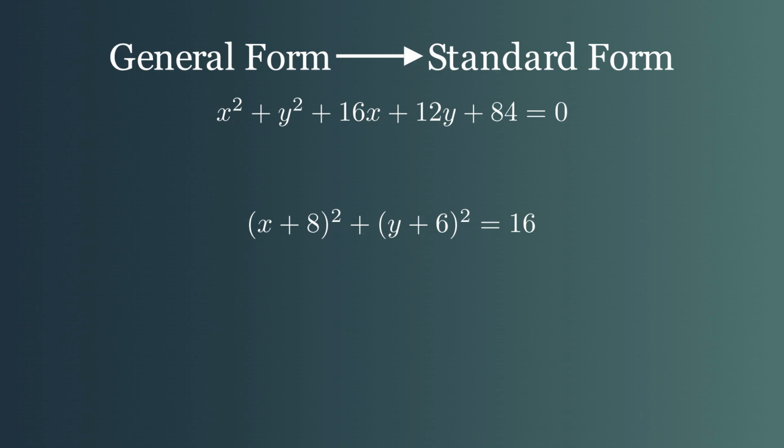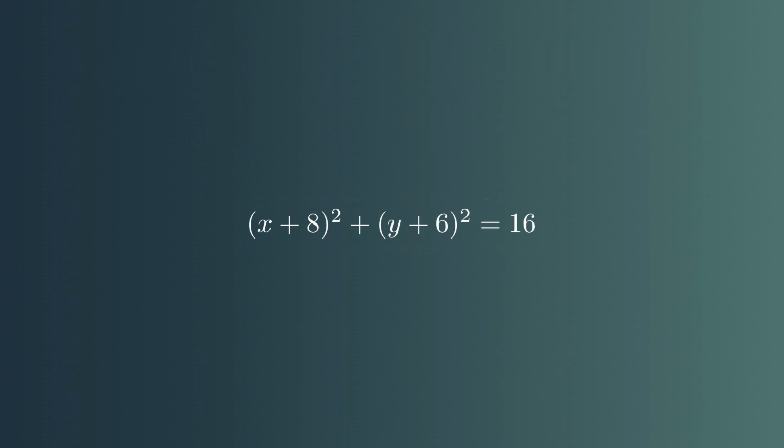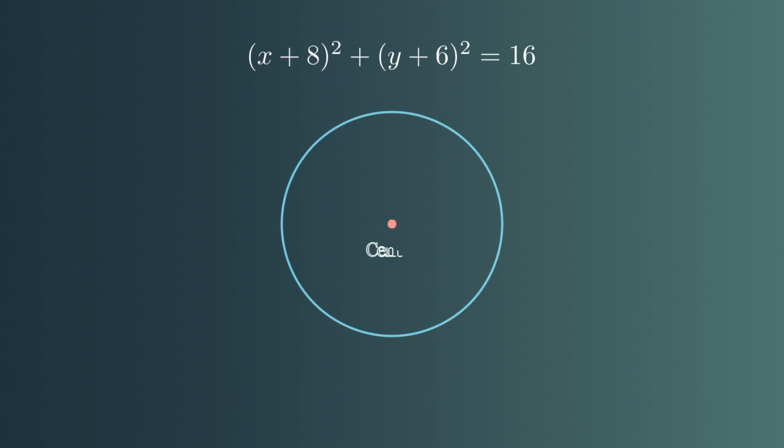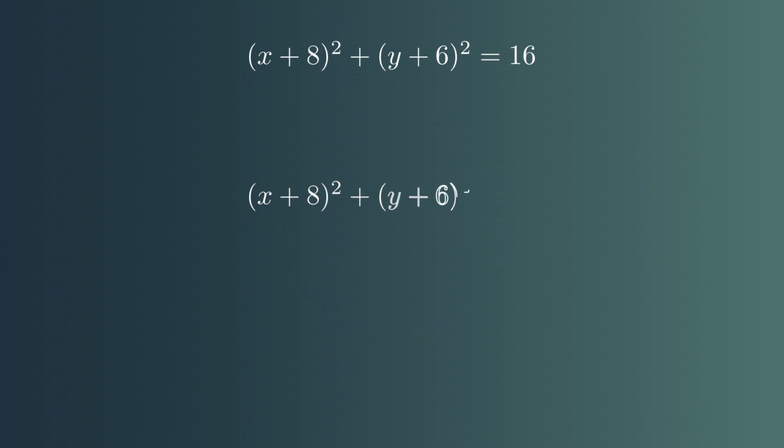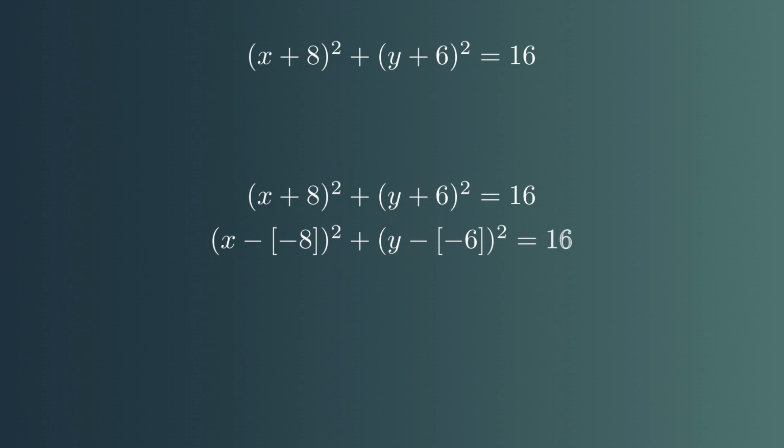Congratulations! The standard form of the equation x squared plus y squared plus 16x plus 12y plus 84 equals 0 is (x plus 8) quantity squared plus (y plus 6) quantity squared equals 16. And from that, we can now get the values of our center and radius. The center is the opposite value beside x and y. For this equation, the value beside x is positive 8, so we will then have negative 8. And same goes for y. We have positive 6 to negative 6, which will then give us the point negative 8, negative 6 as our center.